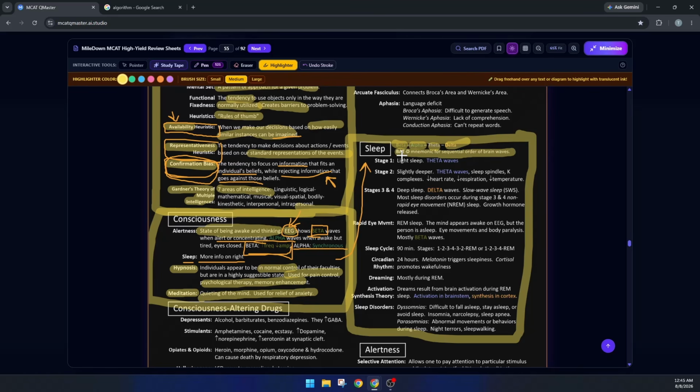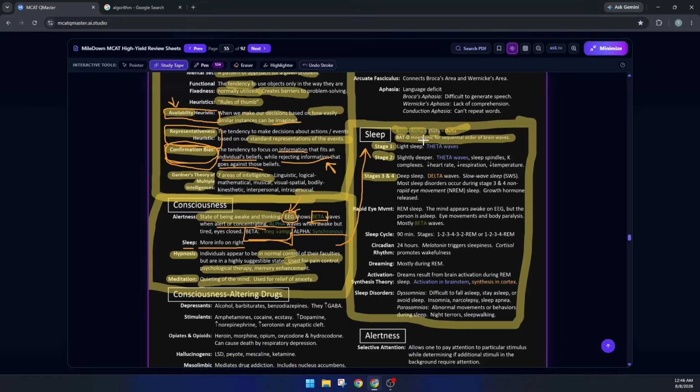Beta, alpha, theta, delta. And then you want to memorize the stages of sleep. So you want to go through stage 1, 2, 3, and 4. And you want to memorize exactly what happens in each stage. So stage 1 is light sleep, theta waves. So you could use your study tape to help you memorize that, right? Stage 2 is slightly deeper, theta waves. Sleep spindles and K complexes.